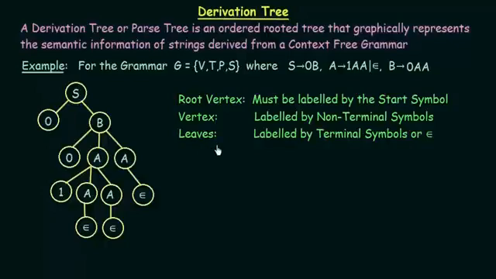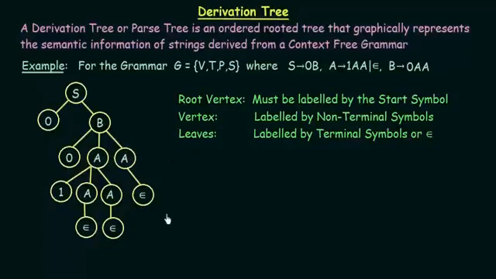And then we have the leaves. They are labeled by the terminal symbols or by epsilon. So the leaves are the ending nodes or the ending vertices. Like for example, here we see that this vertex is an ending vertex, meaning this vertex does not have any more children. So those vertices which do not have any children are known as the leaves. So the leaves are labeled by terminal symbols or by epsilon. So we see that here this is labeled by 0, this is labeled by 0, this is labeled by 1, and these three are labeled by epsilon. So this is how we label the different vertices in a derivation tree.